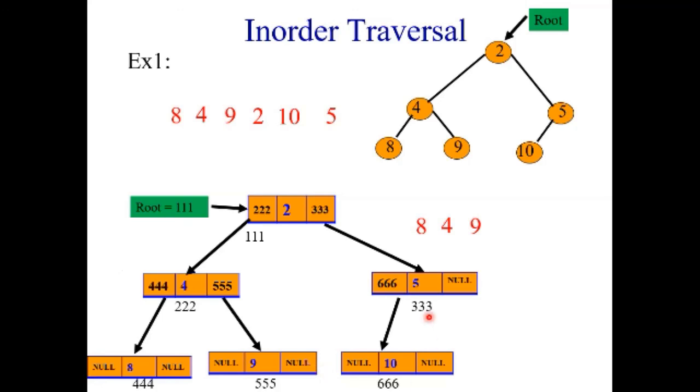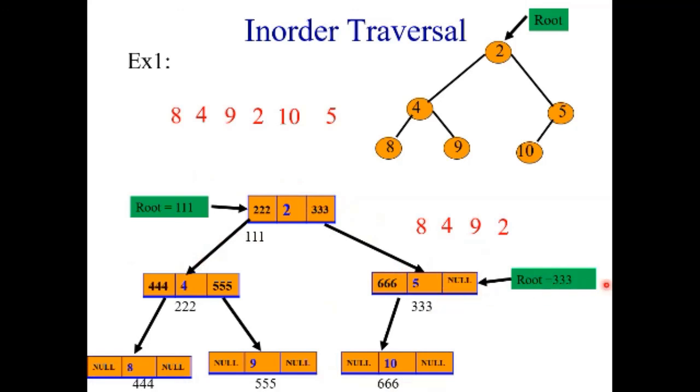Now it resumes back to the root node, that is 2. The first recursion is over for this. Now it will visit the node by displaying root of element, nothing but the content of the root node. Now we are calling the second recursion, by passing the right child address. What is the right child address? That is 333. Root becomes 333.